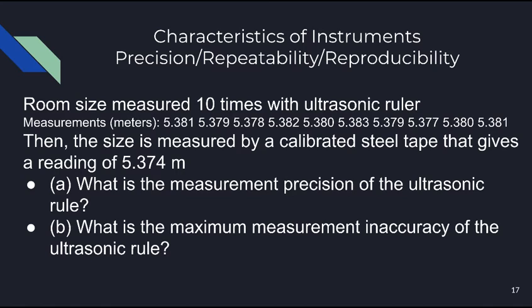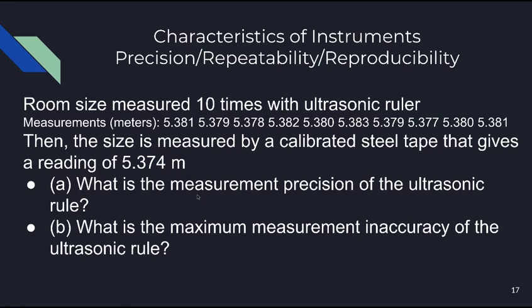So let's take an example. The width of a room is measured 10 times by an ultrasonic rule, and the following measurements are obtained, and you can see these here. The width of the room is then measured by a calibrated steel tape that gives a reading of 5.374 meters, which can be taken as the correct value for the width of the room.